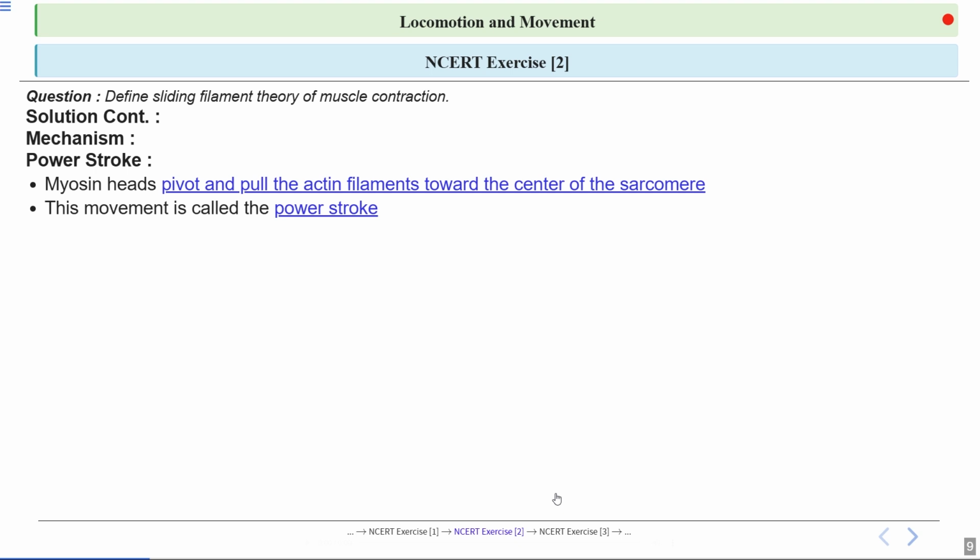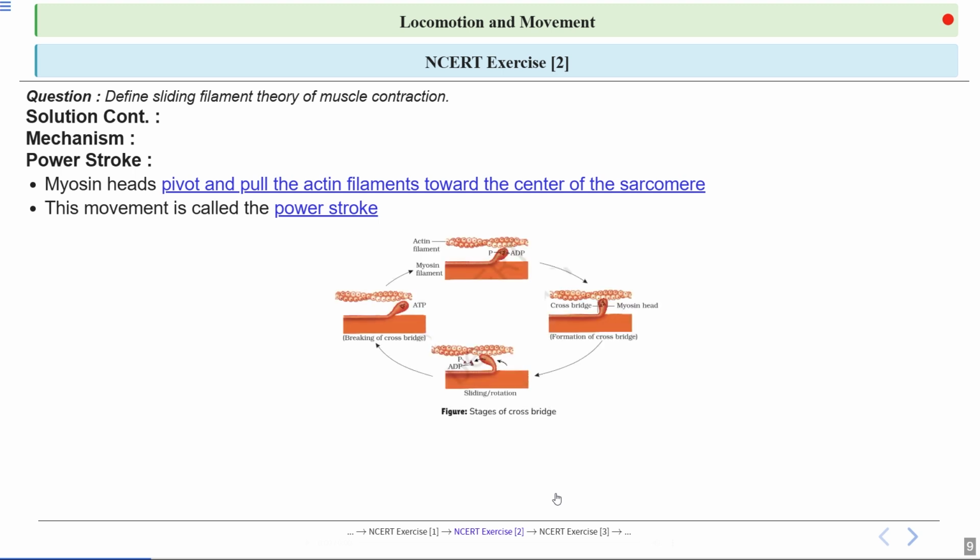Now, this pulling action is what we call the power stroke. It's the main force that drives muscle contraction. So remember, every time you move your arm or leg, millions of these power strokes are happening inside your muscles.